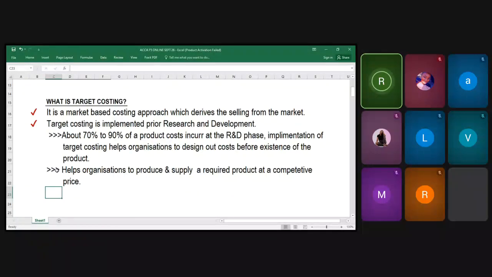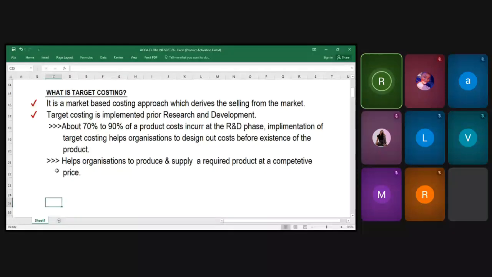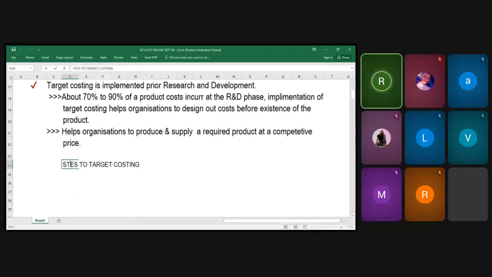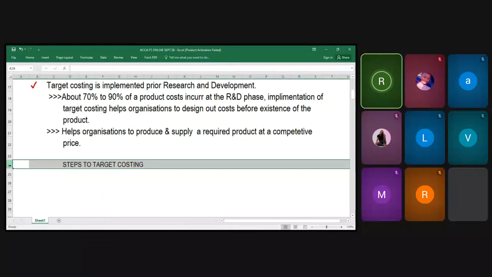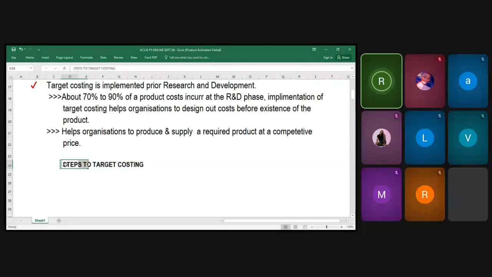Now, let us look at the steps. If we are to make use of target costing, we have steps that we have to follow. So let us look at steps to target costing. To target costing, we have 7 steps that we want to discuss here. Typo there. All right. Steps to target costing. Let's get into step number 1.